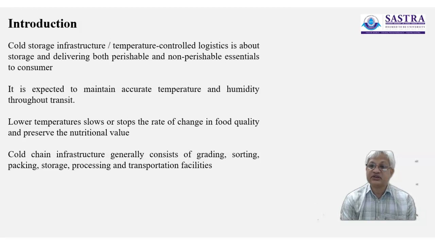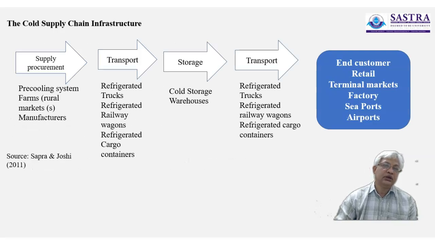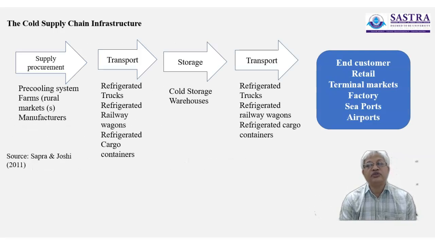Cold chain infrastructure consists of certain activities. Well, it is known as grading, sorting, packing, storage, processing and transportation. We will revisit this, the final point, towards the end. Now, a model of cold chain infrastructure is provided by researchers Sapra and Joshi, and this model gives you a complete picture of what all the infrastructure constitutes.